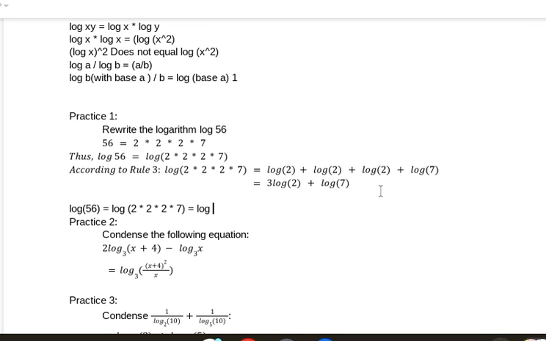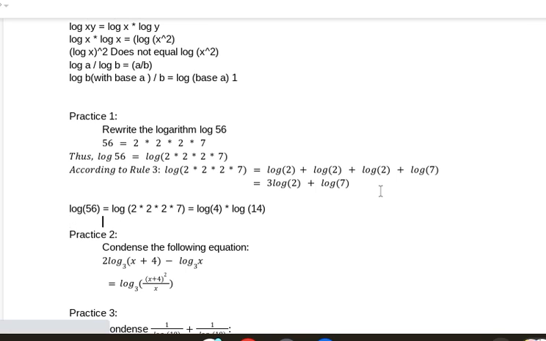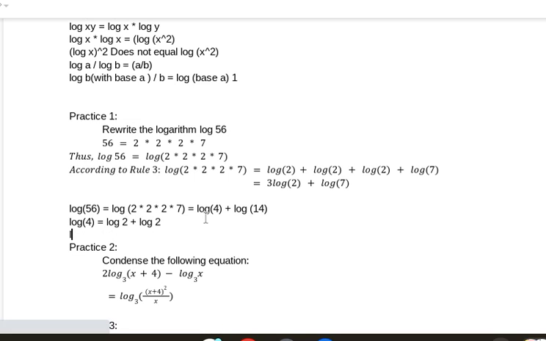Log 4 times log 14, right? And then log 14 can be further simplified into log 2. Sorry, log 4 plus log 14, sorry. Log 2 plus log 2. And then log 14 can be simplified into log 2 plus log 7, so it becomes this. And then we simplify them and we are done. 3 log 2 plus log 7.